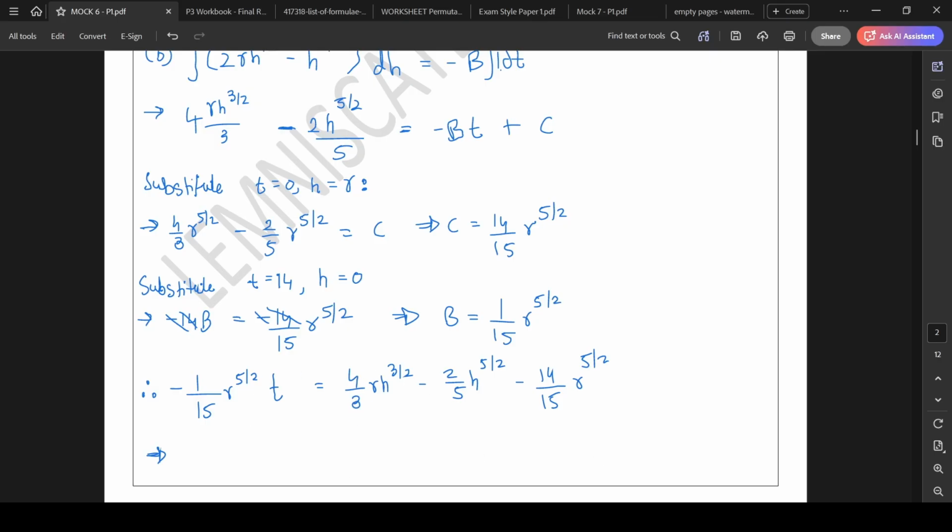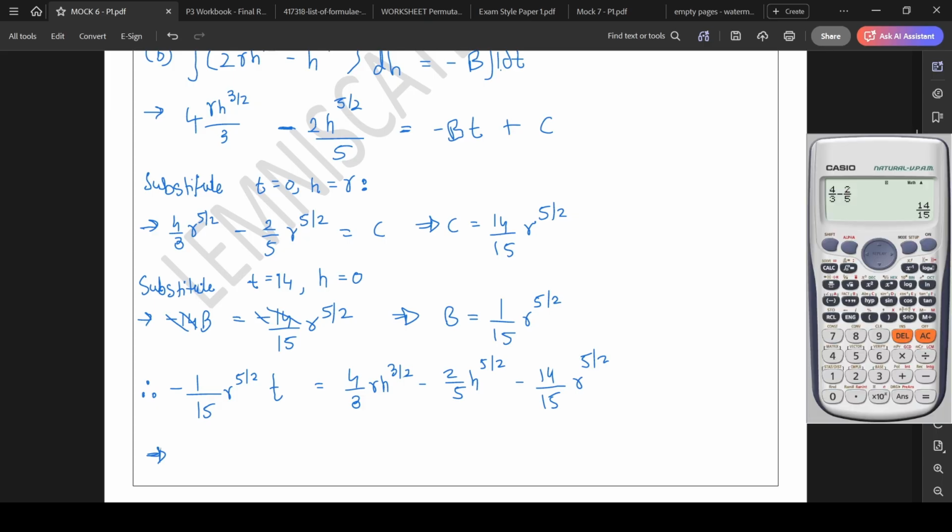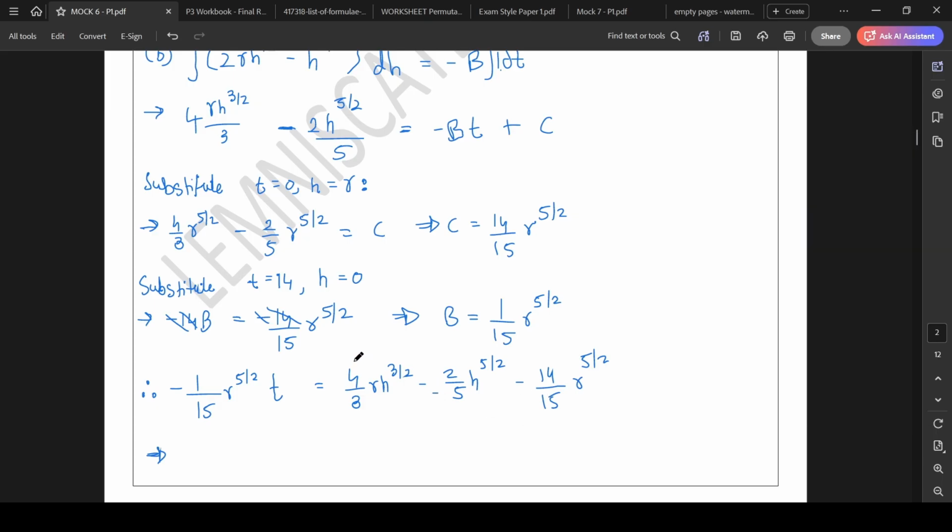Okay, so I'll just need my calc over here. So the negative terms will become positive and the positive terms will become negative. So let me start with this term. If I multiply this term with negative 15 over r to the power of 5 by 2, what do I get? 15 and 15 will get cancelled out. The minus and minus will get cancelled out. r to the power of 5 by 2, r to the power of 5 by 2 will get cancelled out. You will be left with only 14. So the first term that you will be having over here is 14. So t is equal to 14.